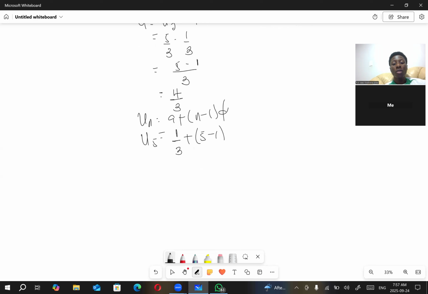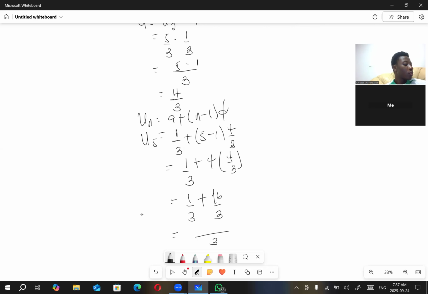I said find the fifth term, right? So U5 will be 5 minus 1. The common difference is what? 4 over 3. So you have 1 over 3 plus 4 times what? 4 over 3, isn't it? So that'll be 1 over 3 plus what? 16 over 3. LCM is what? 3. I need help.